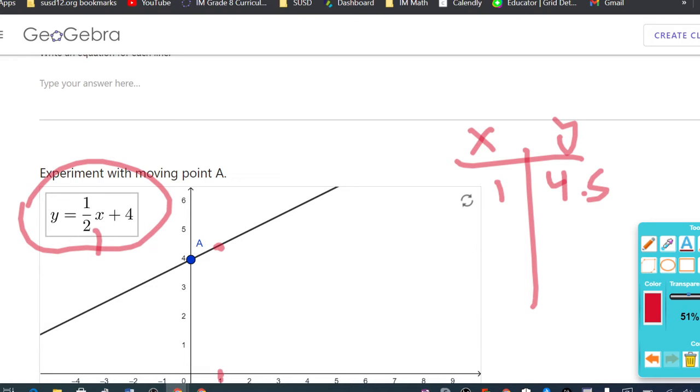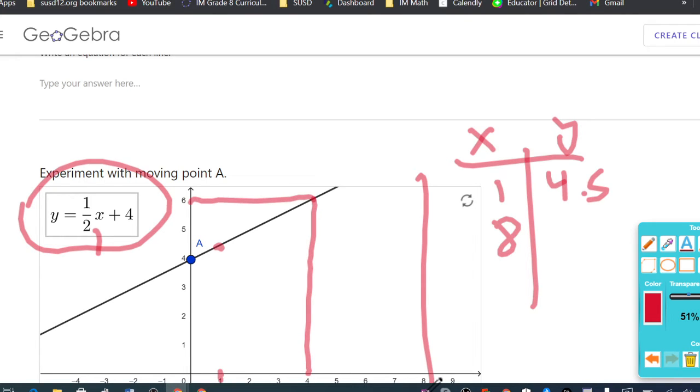How about when x equals 8? Oh, I guess we won't even be able to see it, so there's no point in me checking that. When x equals 4, let's check this point. When x equals 4, does y equal 6? 1/2 of 4 is 2, and then plus 4, yeah, that's 6. When x equals 4, y equals 6. That's what we see. Okay, let's move around this little point again.